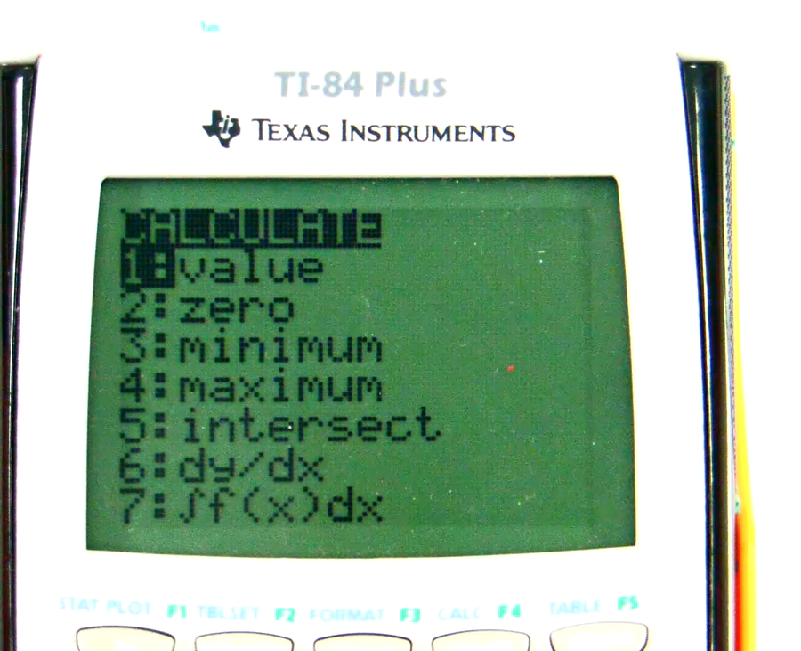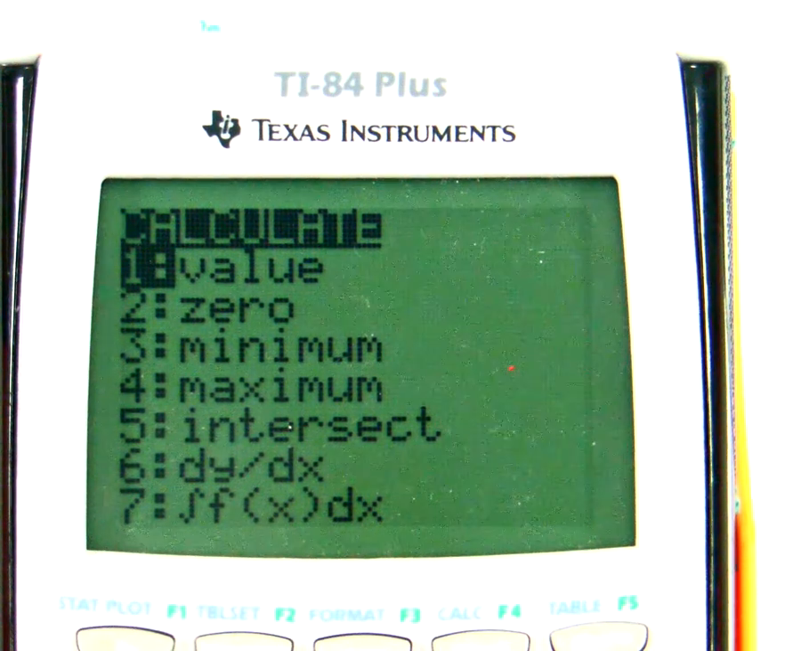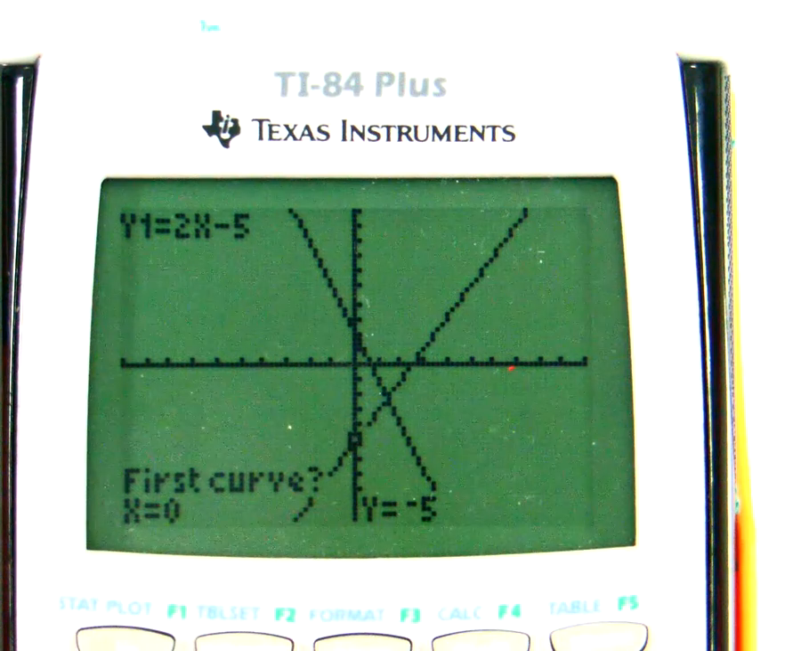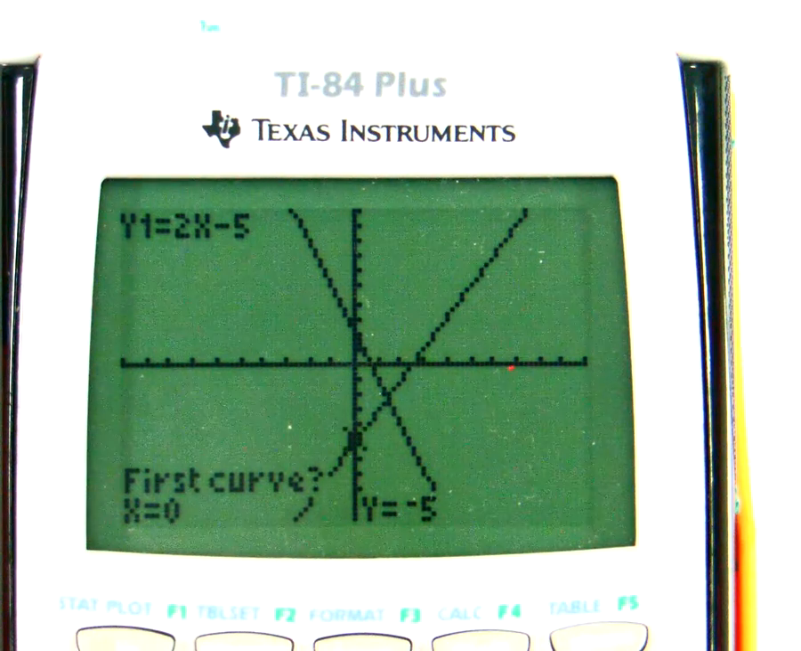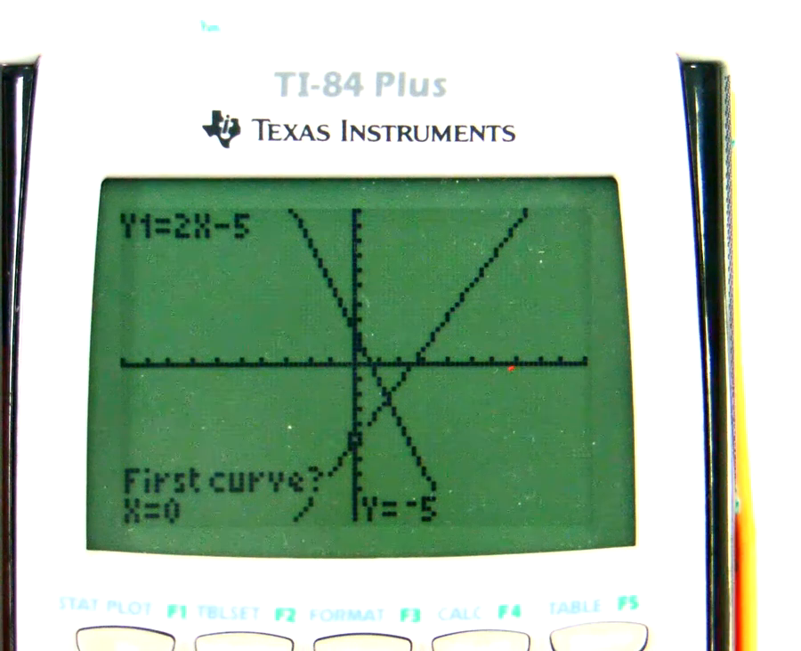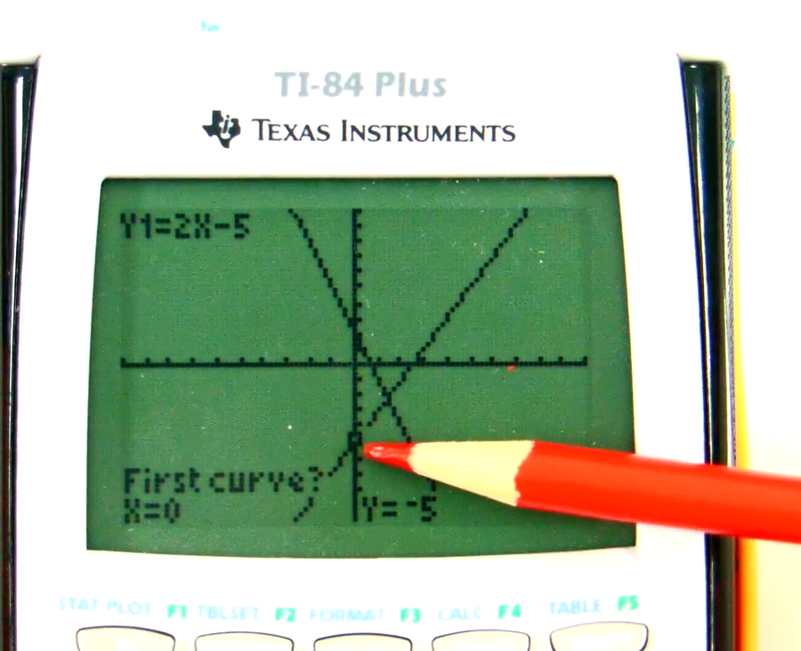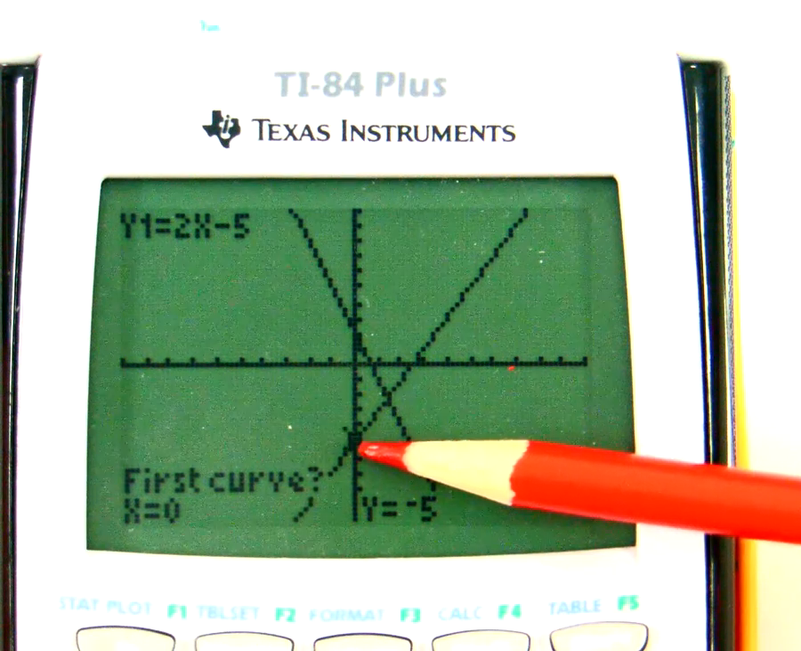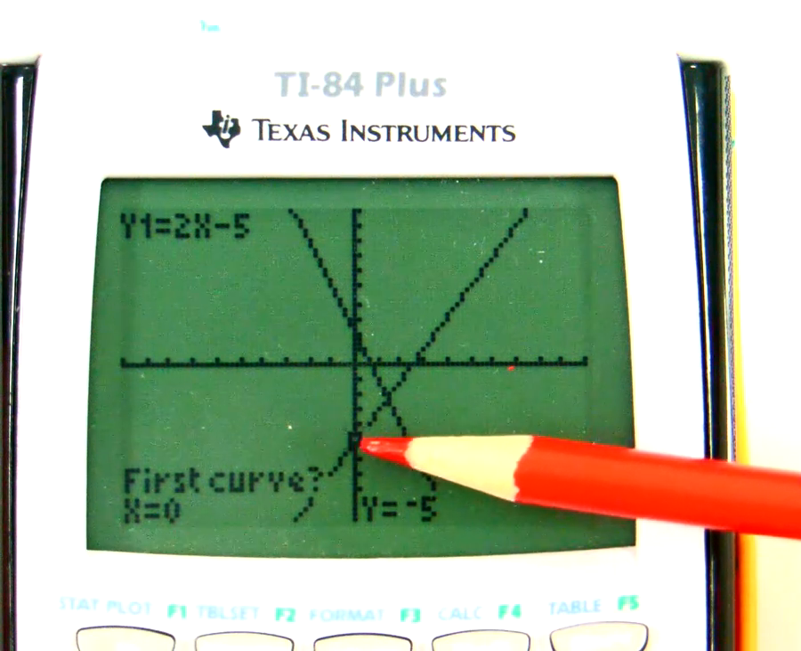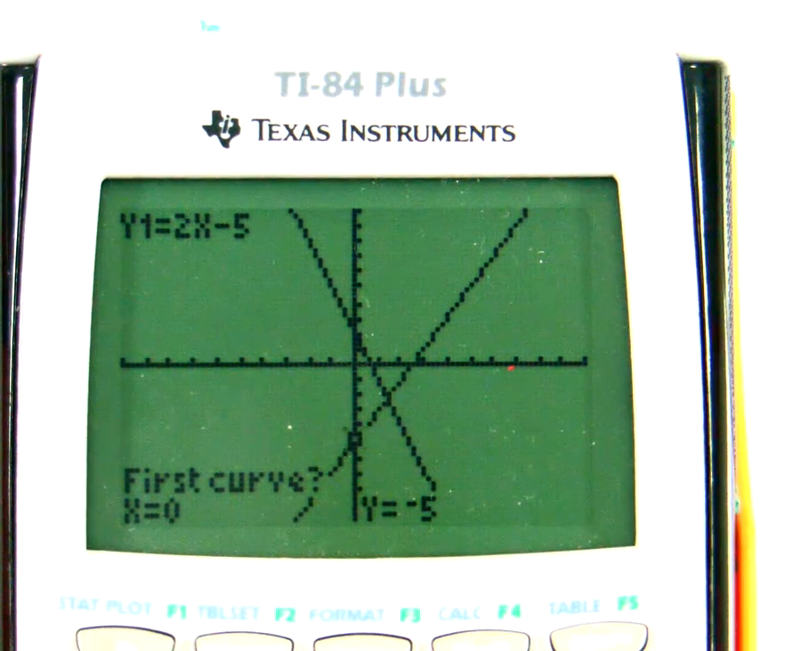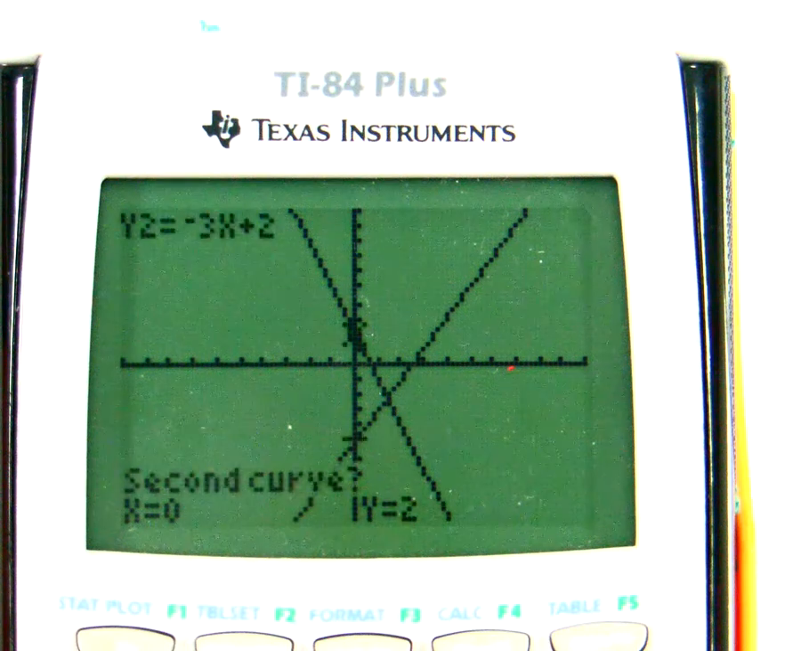Let's see, we wanted to calculate the intersection, so we want intersect. So either push 5 or arrow down and push enter. So I'll push 5. The calculator asks me, is this the first curve? If you look here, there's a little blinky on the one that we named y sub 1. So it's asking us, is this the one you're talking about? We say, yes, indeed, that's why I typed it that way. That's the one I want. So I hit enter to say, yes, that's the curve that I want first.